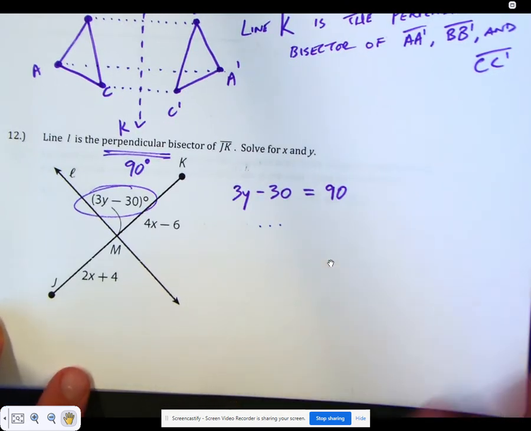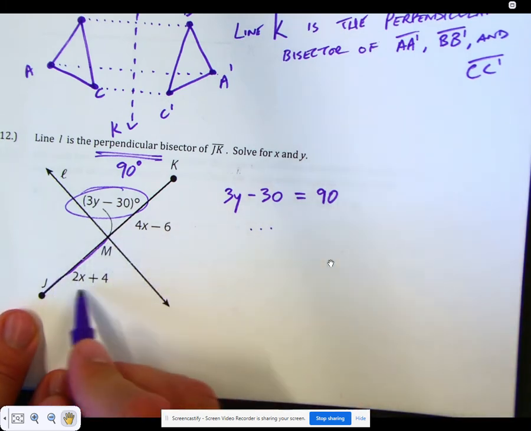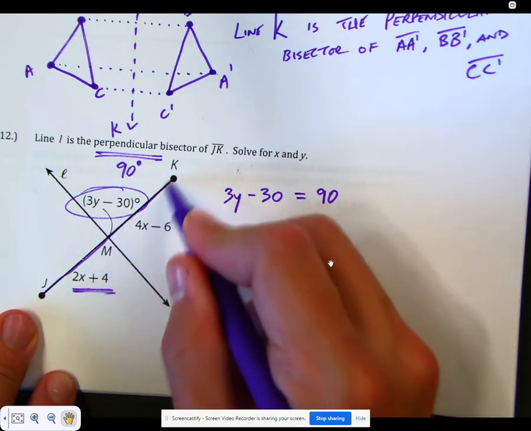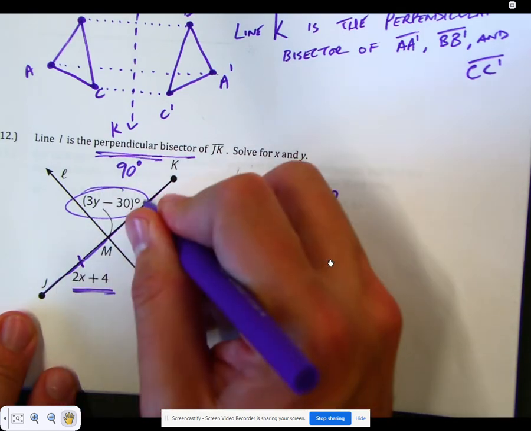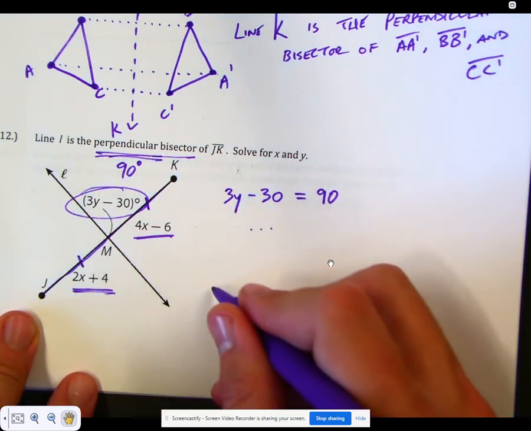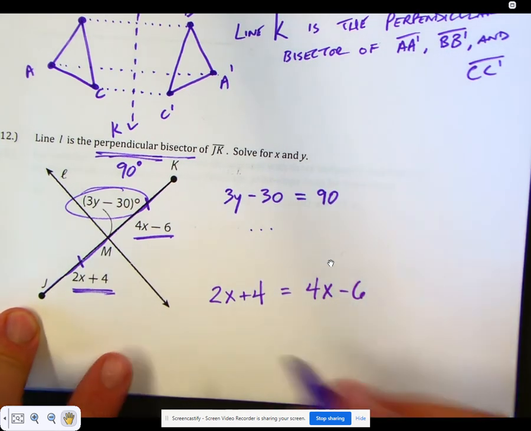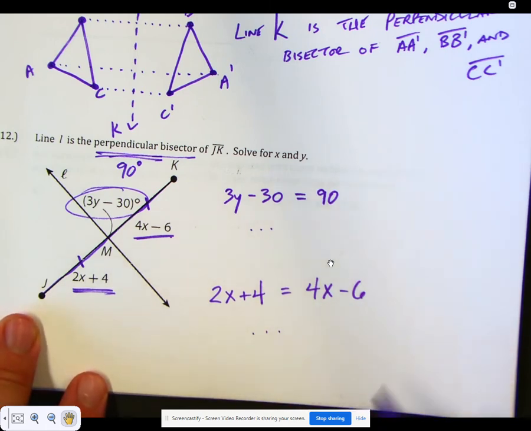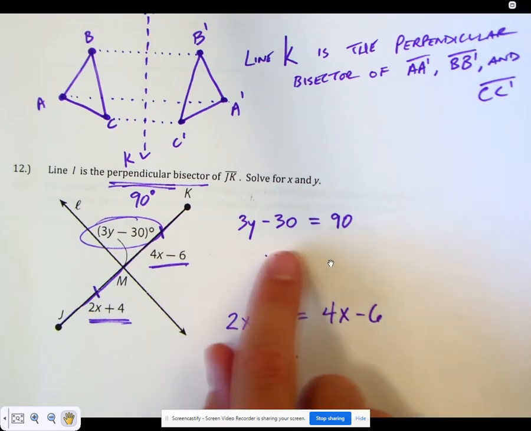Now, what else do we have to do? Well, it's saying that JM, this length, is 2x plus 4, and this length here, from M to K, is 4x minus 6. Again, perpendicular bisector means that JM and MK are the same size, so I can write 2x plus 4 equals 4x minus 6. And again, I'll leave that one for you to solve. This one's a little bit more challenging because it has x's on both sides. But as always, you can feel free to contact me if you get stuck or you find this confusing and you need help. So solve for y, then solve for x.